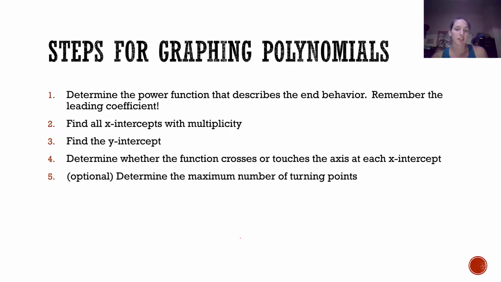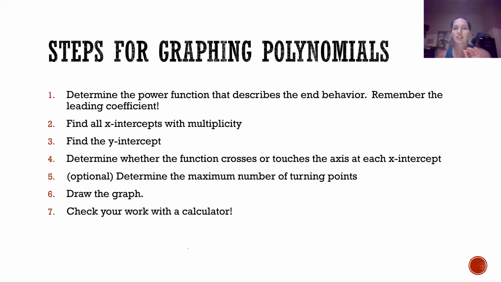The optional step here is determine the maximum number of turning points. This doesn't necessarily help you a whole lot, but it's good to know that I shouldn't be turning around more. Can't be creating more W's in there than there actually could be. And then sketch the graph. Use your calculator to check your work. I definitely recommend that. If you type the original function in before you did anything to it and graph it, whether that's on your computer or your calculator, that's going to give you a good idea of if you did something wrong somewhere along the line. So grab your calculator and check your work. That's going to make your life a lot easier.